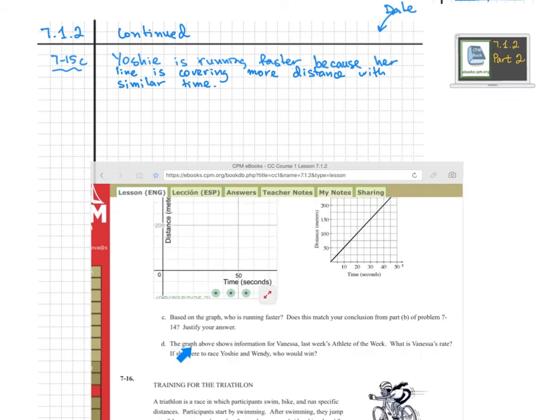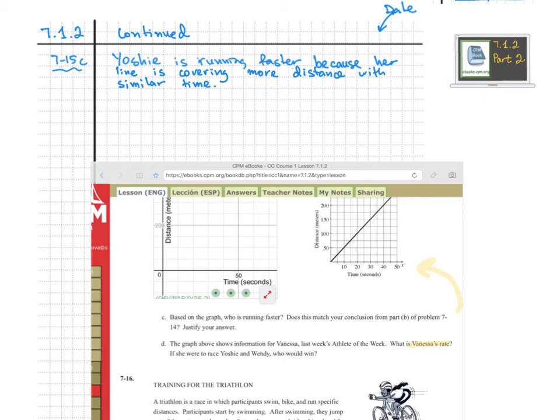Okay, lastly, the graph above shows information for Vanessa, last week's athlete of the week. What is Vanessa's rate? If she were to race Yoshi and Wendy, who would win? Okay, let's see what we're given in our textbook before we write things down in our notebook. So definitely they want us to find Vanessa's rate, but they gave us a graph. So we need to look for specific points, just like we were plotting points earlier to make the line. Now we have the line and we have to find certain points. Then they're asking us to compare with Yoshi's and Wendy's. So we also have to revisit our notes.